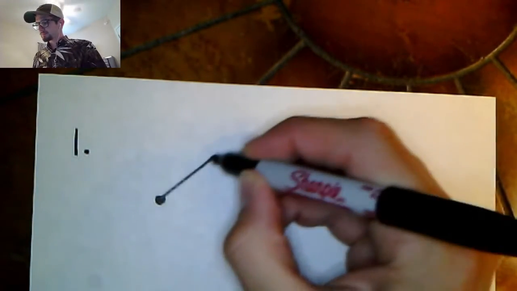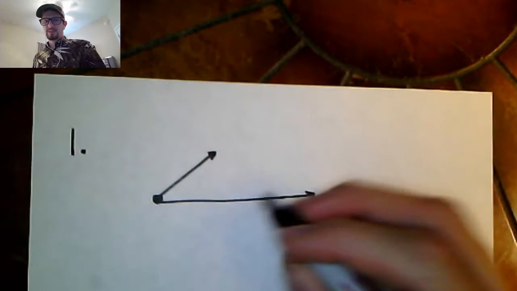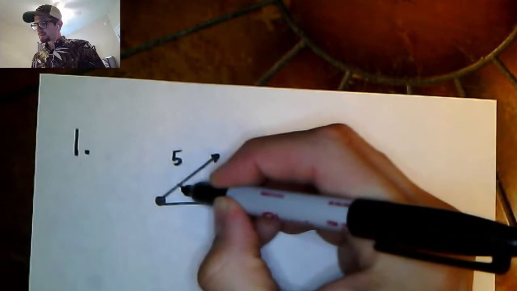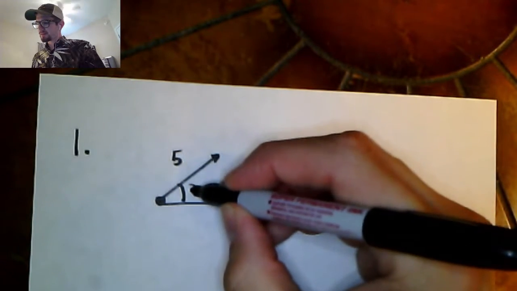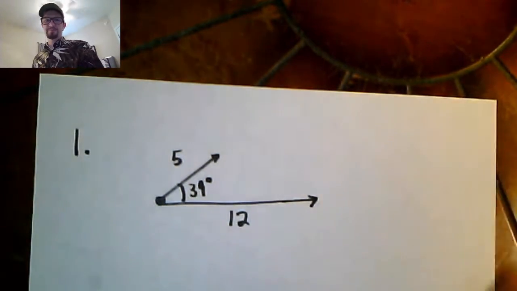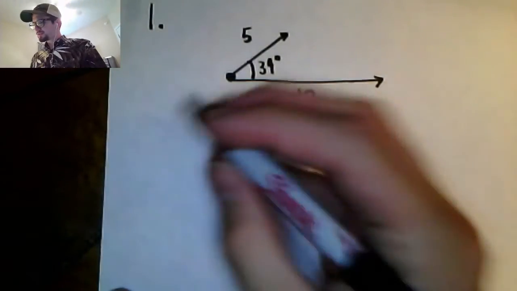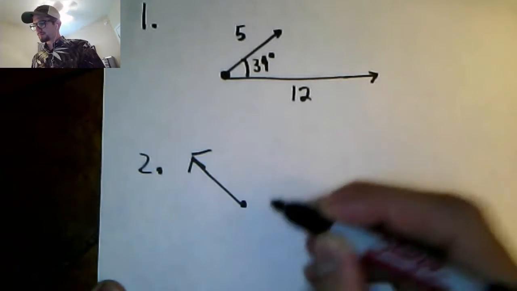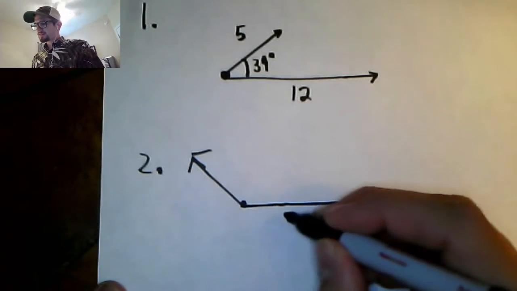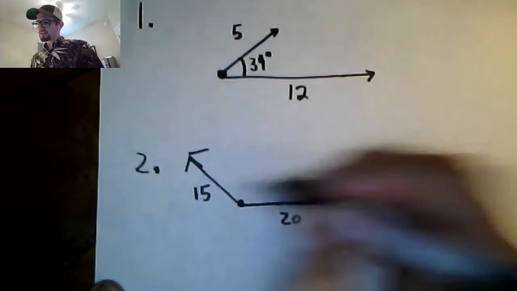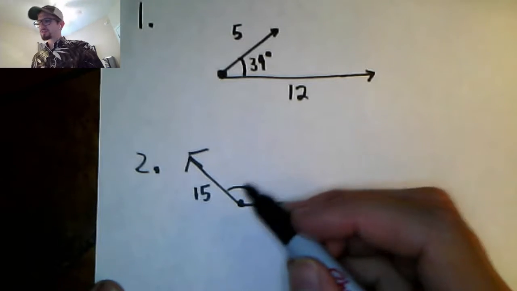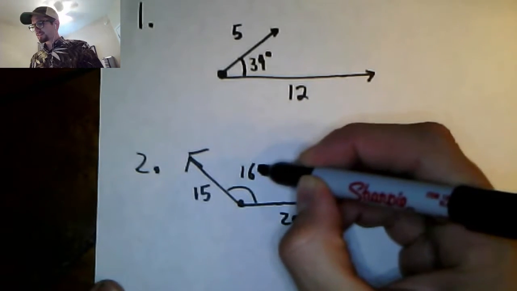Here are your problems. Number 1. This side is 12, and this side is 5. This angle measure is going to be 39 degrees. Number 2. You've got this guy. These sides are 20 and 15, and this angle measure is about 165 degrees.